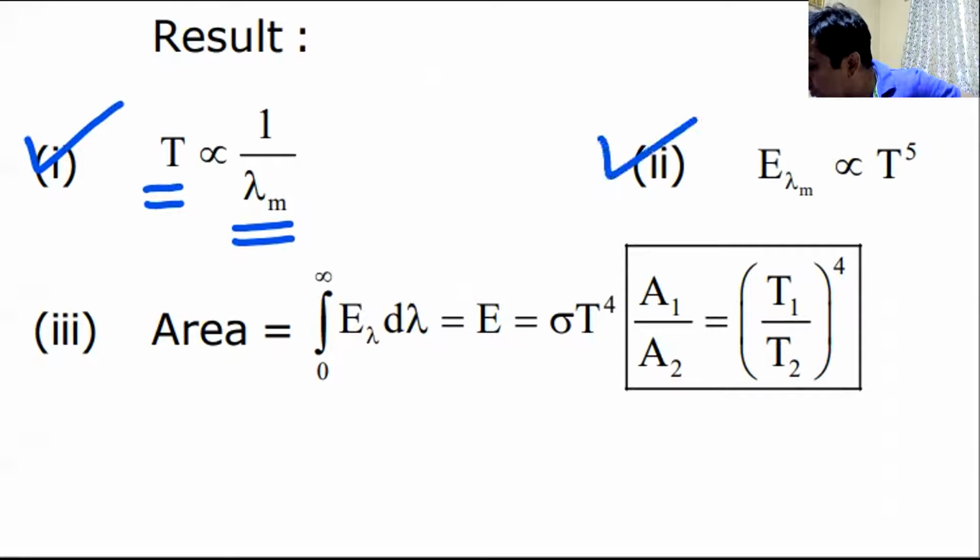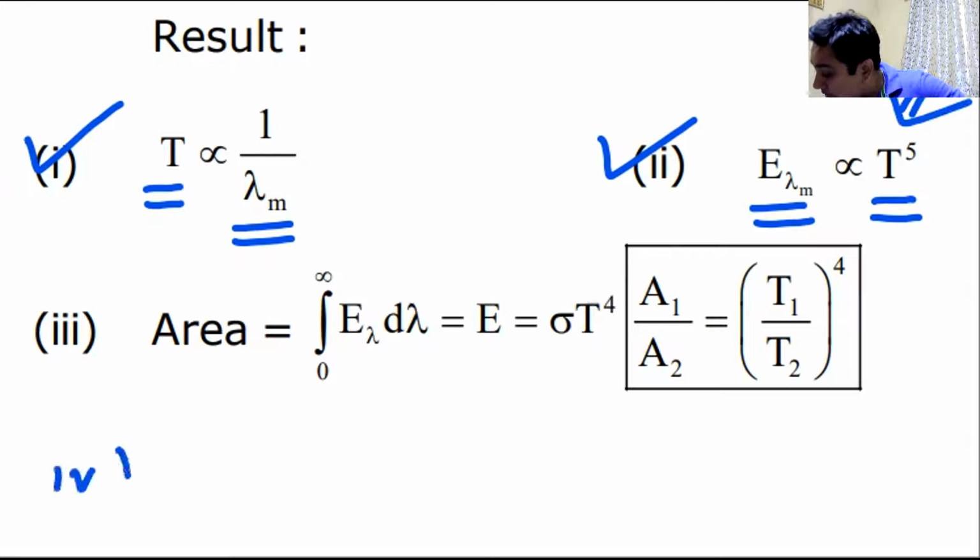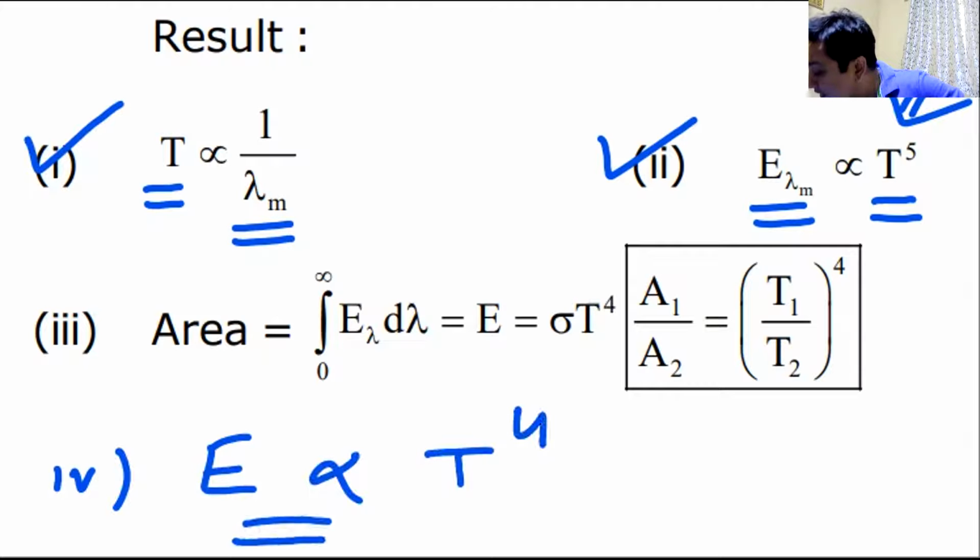Point number two, a very important point: the value of Eλ. Remember, Eλ, spectral emissive power, is proportional to T raised to the power 5. But if I make point number 4, the total emissive power is proportional to T raised to the power 4. Do we understand the difference between equation number 2 and equation number 4? In equation number 2, I am talking about spectral emissive power. In equation number 4, I am talking about total emissive power. Can I have some raised hands that we understand the difference?